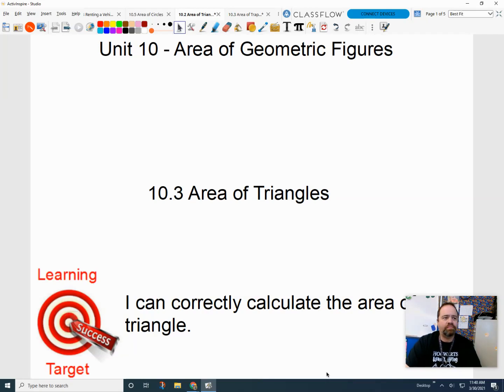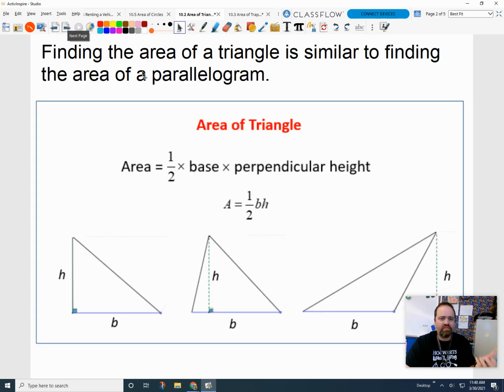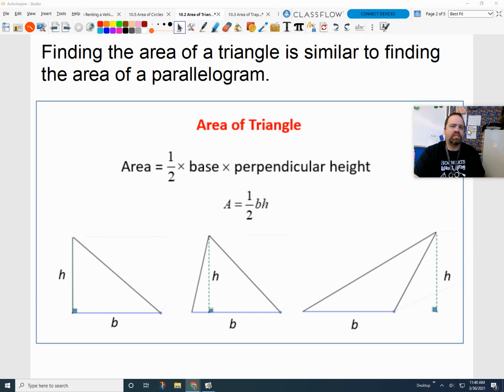So, area of triangles. This is going to look pretty familiar, or similar to what we did yesterday. And there's a reason why, which is it's kind of neat, I think, when you look at it this way. But triangles. I've given you 3 different pictures here just because I want you to see some different ways it can happen. But the idea is basically the same.